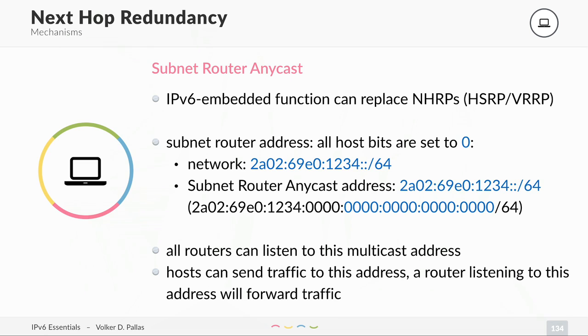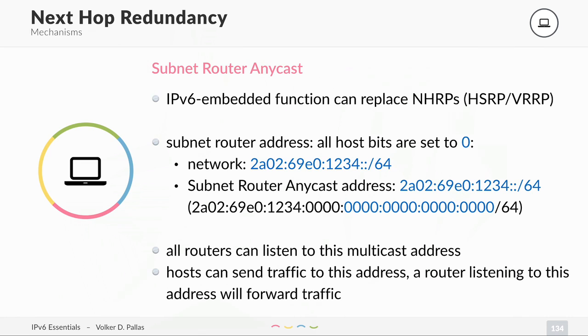All routers can listen to this multicast address if they are configured to. And all hosts can send traffic to this address, and a router will forward this traffic. So this is an easy replacement for HSRP or VRRP if you want to use it. The downside is the convergence time is a bit high, so you might still want to use the common NHRPs because you can tune the timers and get sub-second convergence if you like.